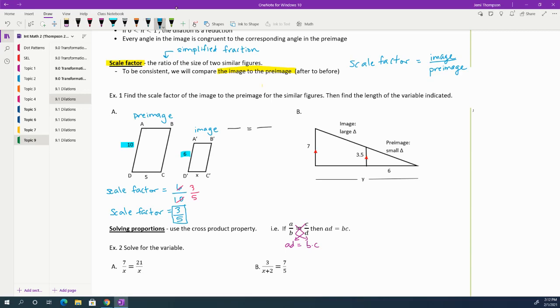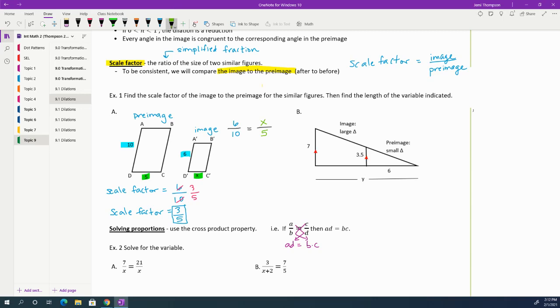Now I'm going to use my known pair. So I've got 6 and 10 already. And then I want to use my unknown pair. So I've also got 5 and x that are corresponding, right? Now, it is absolutely essential that you put the correct one on top. What always goes on top? The image. So this is going to be x over 5.